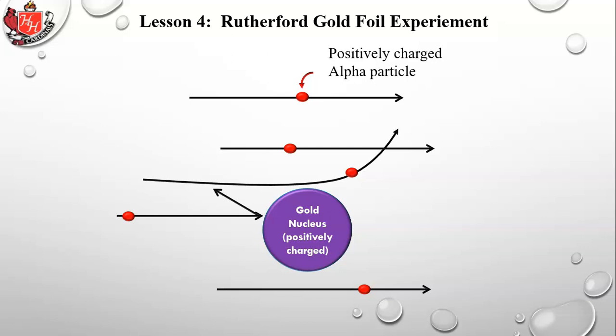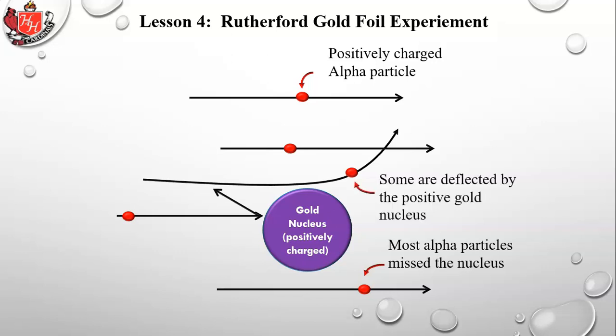And that's what Rutherford was seeing, that he found was amazing, that these alpha particles were just bouncing back at him or back towards him. So most of the alpha particles missed the nucleus. Some are deflected by the positive gold nucleus, and a few hit it directly and bounced back.